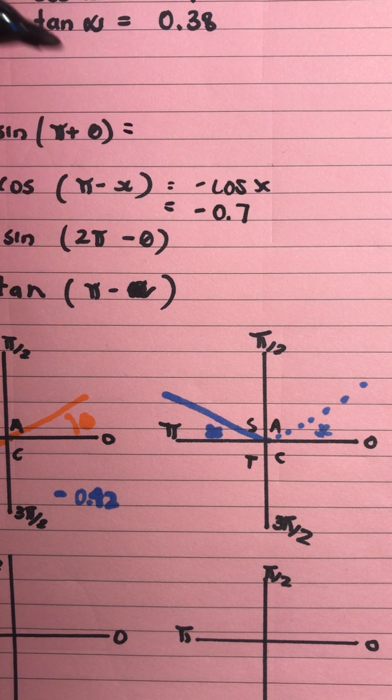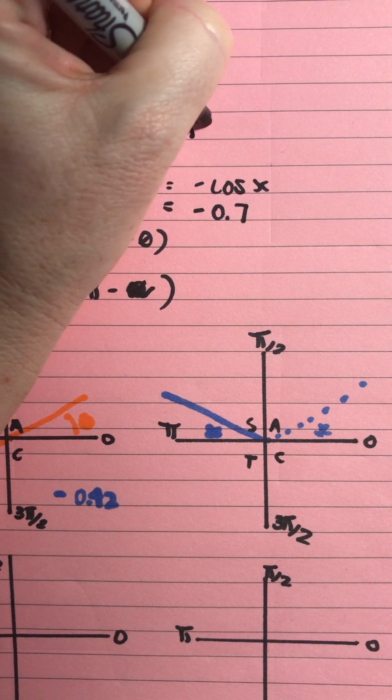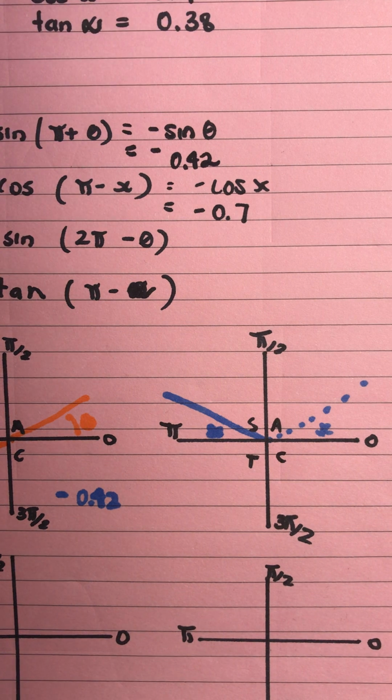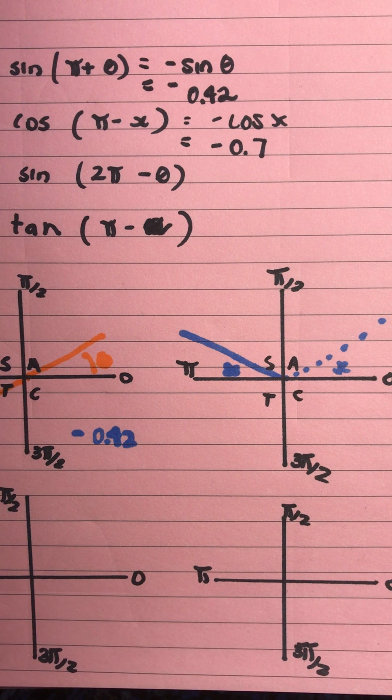And up here we could have written negative sine theta, which is negative 0.42. We do need our diagram to support that, to justify our answer in that case. So if you do have one in the exam, that's what you're looking to show on the diagram, then relate to your first quadrant angle.